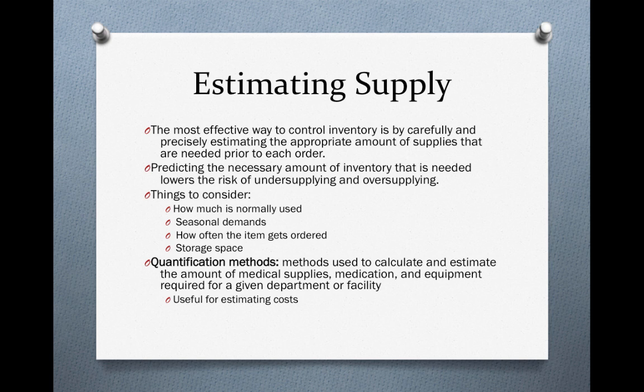There are a few things to consider when estimating the supply needs. First, how much is normally used. Also, seasonal demands, how often the item gets ordered, and the amount of storage space. A good way to estimate supply is by using quantification methods. Quantification methods are used to calculate and estimate the amount of medical supplies, medication, and equipment required for a given department or facility. Quantification methods are also useful in estimating the total costs.